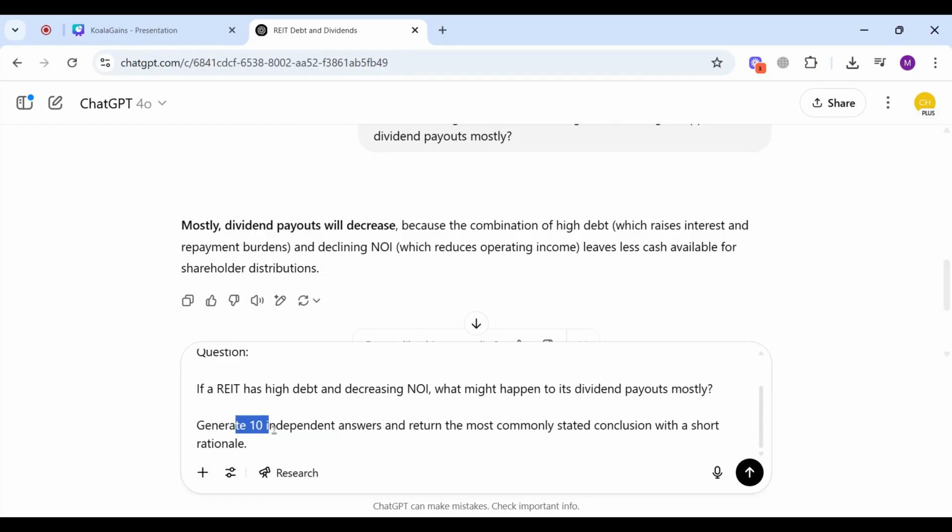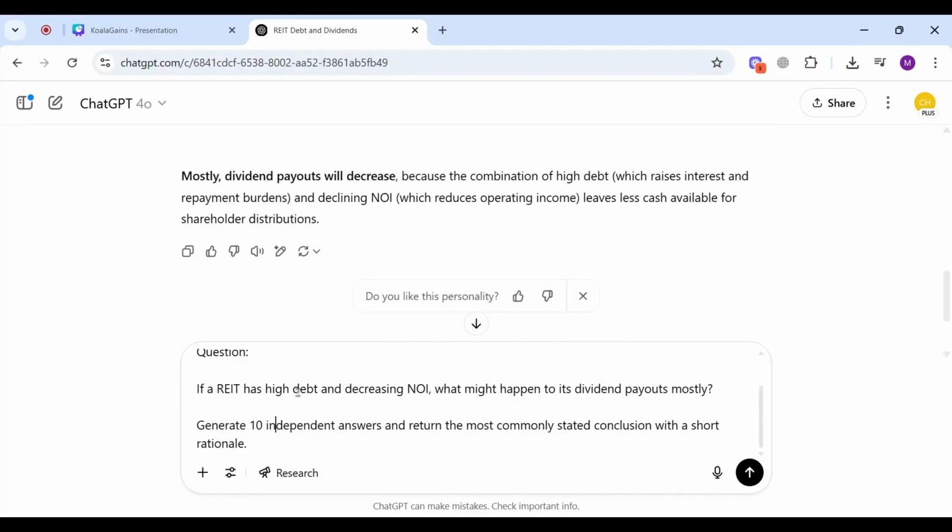There are multiple ways you can use self-consistency. One way is just asking it to generate independent answers in the same chat. Another way is opening multiple chats and running the same question or problem, then picking the answer that shows up most often across all the chats. Now, let's run this prompt and see what is the answer we get.